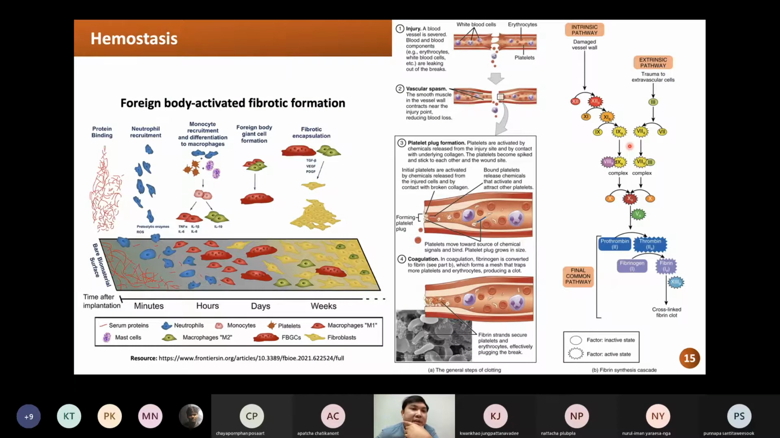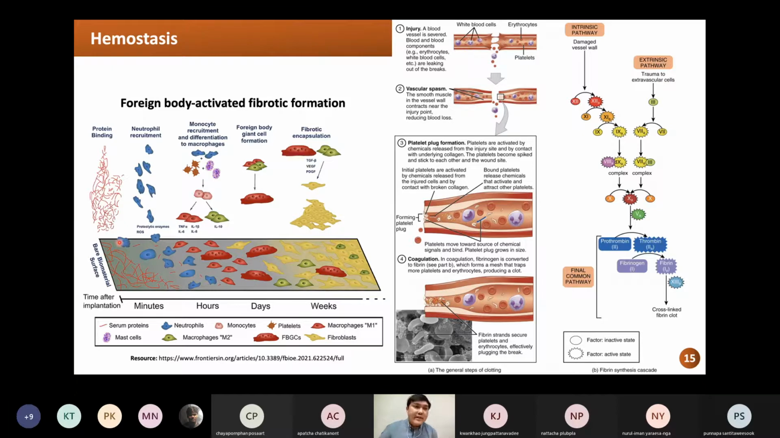And when we talk about hemostasis, you might wonder why the antiplatelet is very important for the cath lab, especially in the CAD and PCI procedures that use a catheter inserted through the artery, because the key point is that a foreign body can activate fibrotic formation. As you can see in this picture, here is the foreign body.